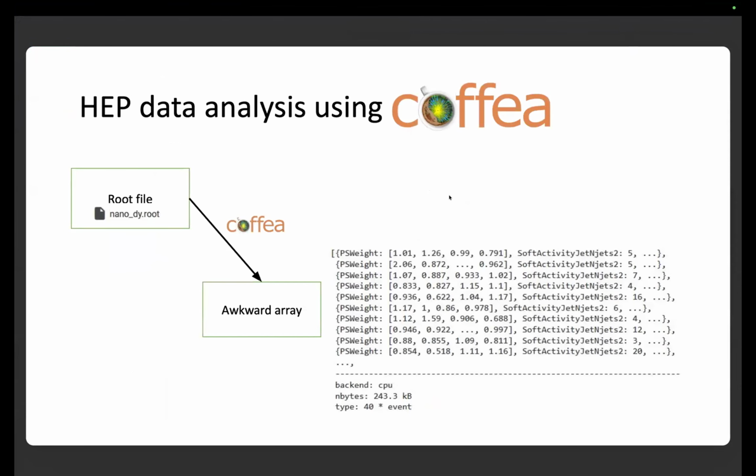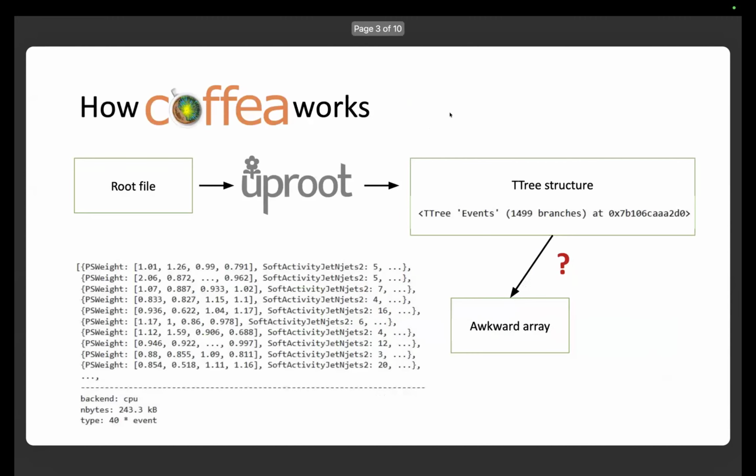The context is Coffea, and we have an hour-long tutorial later in the week on Coffea. Coffea basically takes a ROOT file, NanoAOD, PHYSLITE, some different types of formats, and gives you back an Awkward Array. But it doesn't give you the Awkward Array in the same way that uproot's tree.arrays would give you. It restructures the array in a way that's meaningful to do physics.